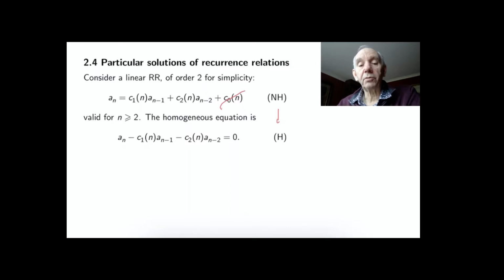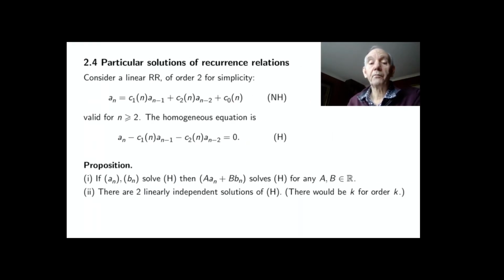It's a good idea to always get into the habit of putting the terms with C1 and C2 on the left-hand side, then you won't make a mistake when you write down the associated polynomial equation. But anyway, let me give you some theoretical results about this sort of equation, whether or not C1 and C2 are constants or functions of n. So I've put together some facts in a proposition.